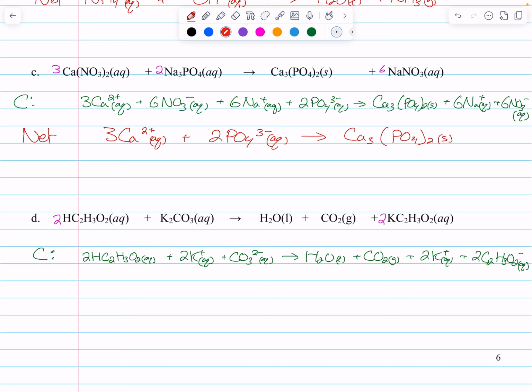So in the net, we have 2 acetic acids, plus carbonate, going into water, plus carbon dioxide gas, plus 2 acetates. All right, so we're going to do a lot of these throughout Chem 1 and Chem 2 even. And so just more practice.